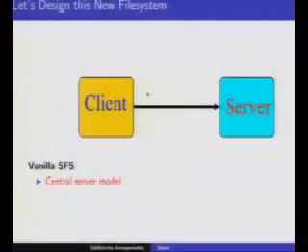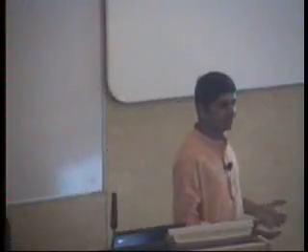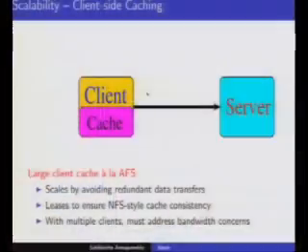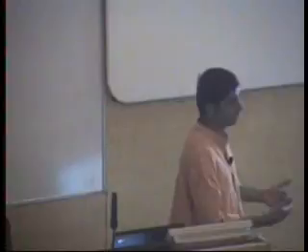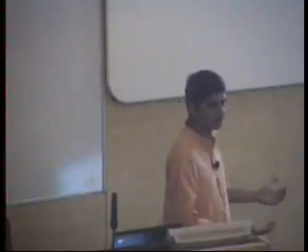So let's get to designing this new file system. Let me emphasize at this point that Shark works with a central server model, and we have a central server as shown. We then add a large client-side cache a la AFS, and this scales the system by avoiding redundant data transfers. And we use leases in order to ensure cache consistency, and this works exactly like in NFS or AFS. But with multiple clients, the bandwidth concerns recur again, and we need to address this problem.